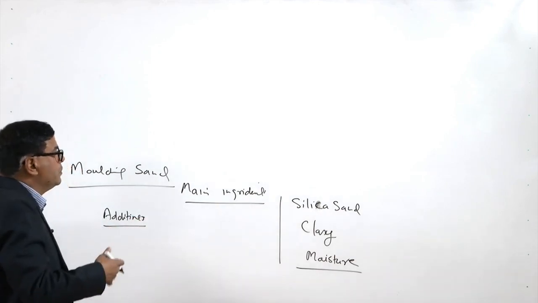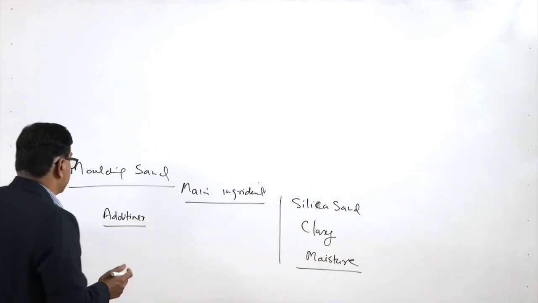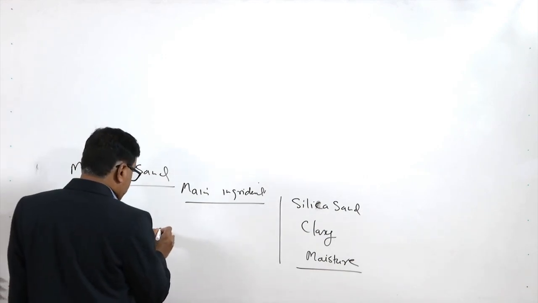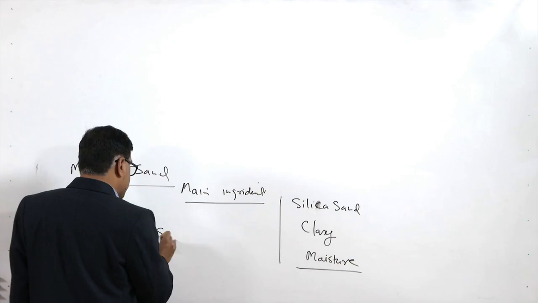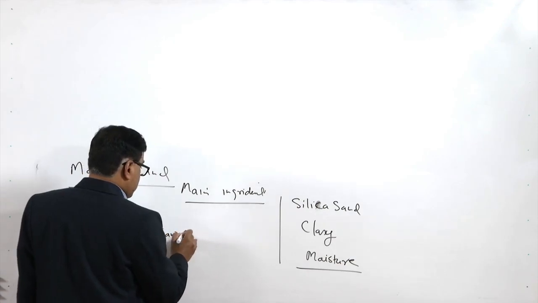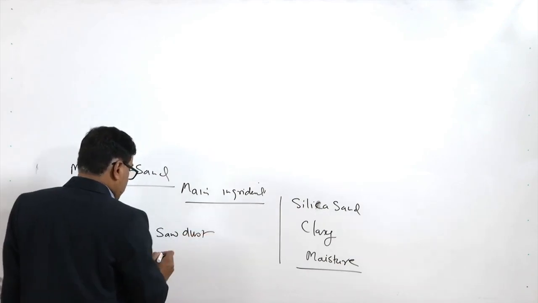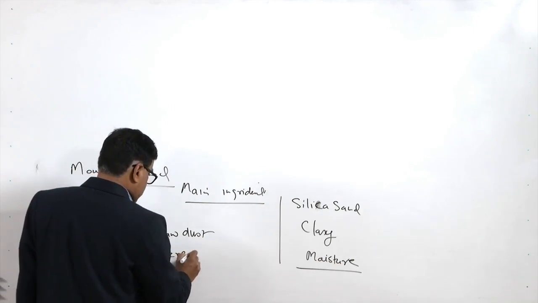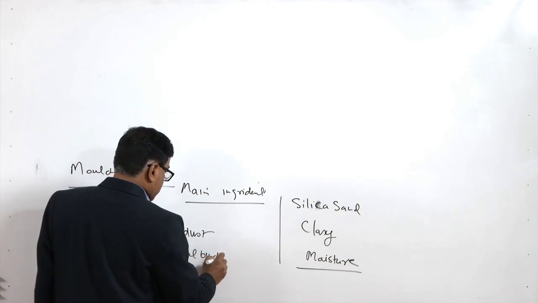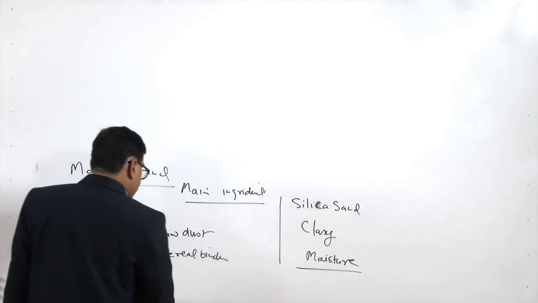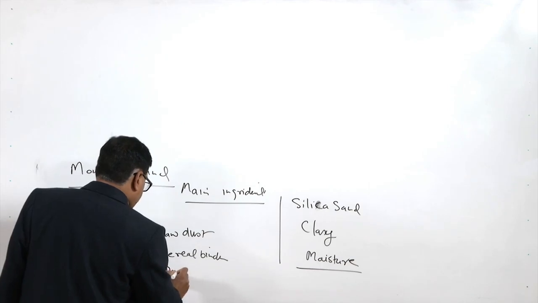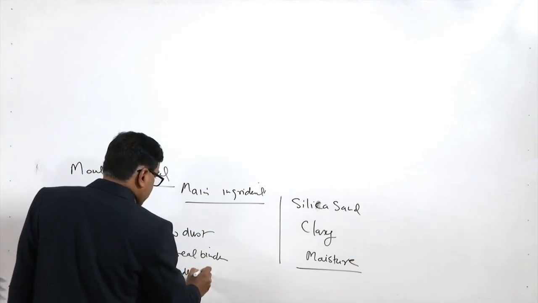These are the main ingredients for the molding sand, and apart from that there are some additives. Additives are used to increase specific characteristics; these may be like sawdust, cereal binder, and powdered graphite.